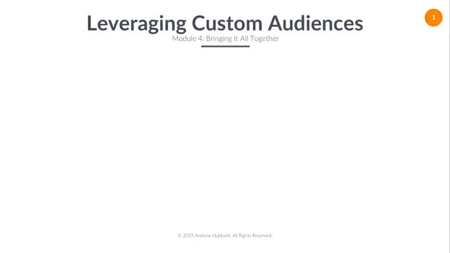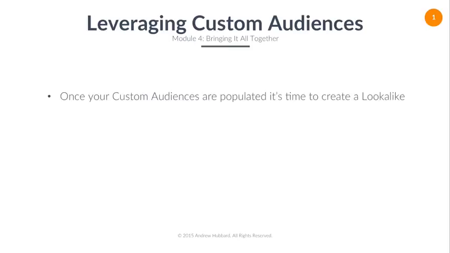Okay, so by this point, you've probably had your campaign running for at least a few days, maybe a week or two, and now it's time to look at how we can leverage our custom audiences to further reduce our cost per install and get even better performance. So once your custom audiences are populated, meaning once you've got some people in those custom audiences, it's time to go ahead and create a lookalike audience.